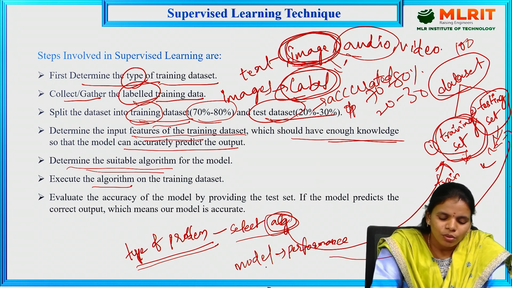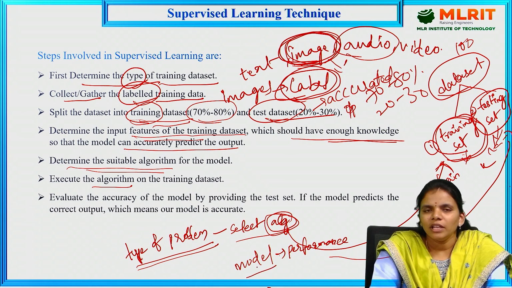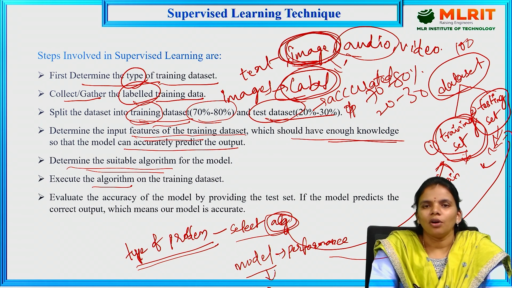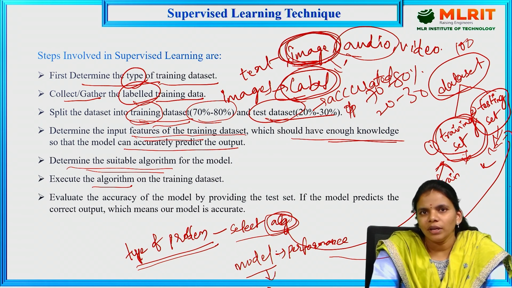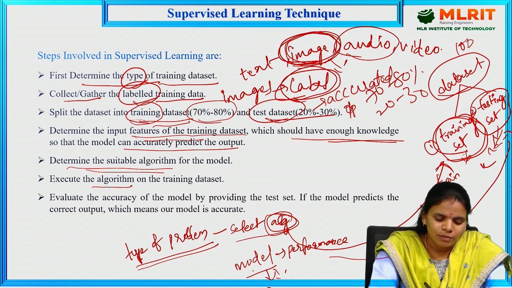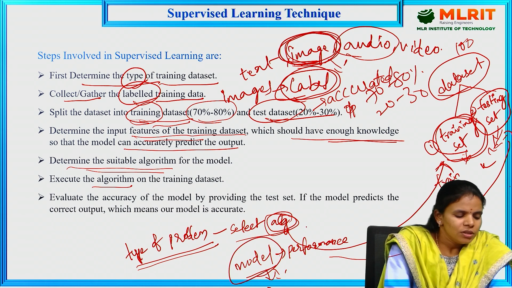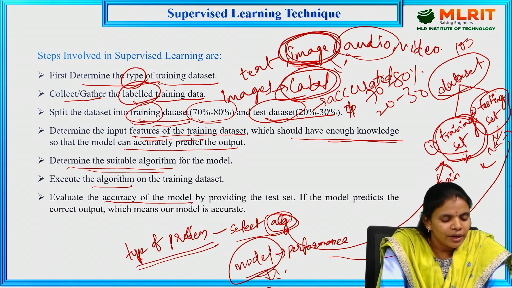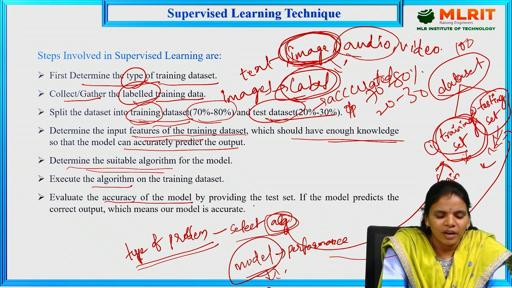Okay, so for the training data set, definitely the model is being trained. Then whether this model is working properly or not, whether this model is giving accurate output or not, to check this you need to use the test data set. So next, evaluate the accuracy of the model by providing the test set.